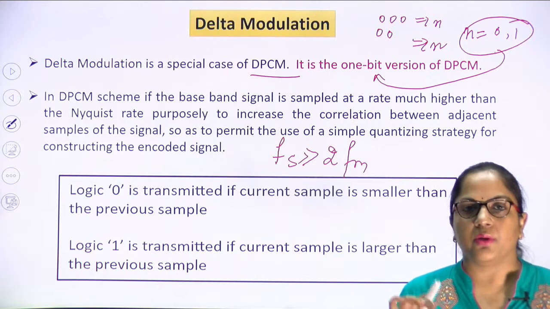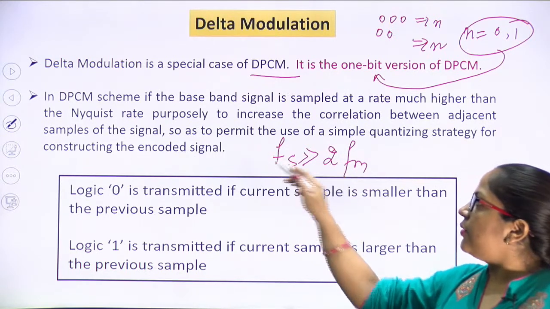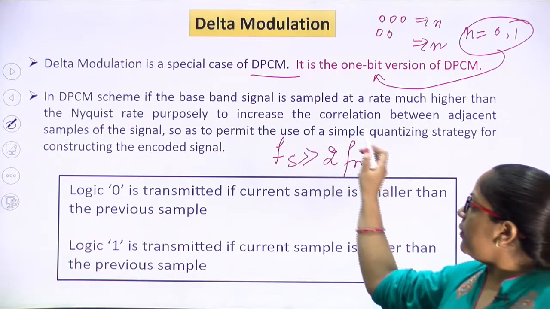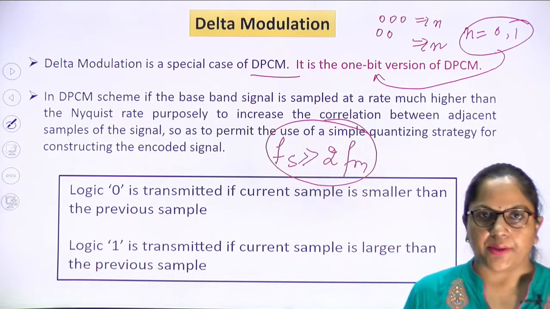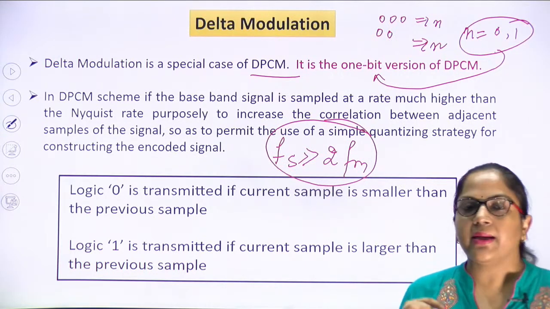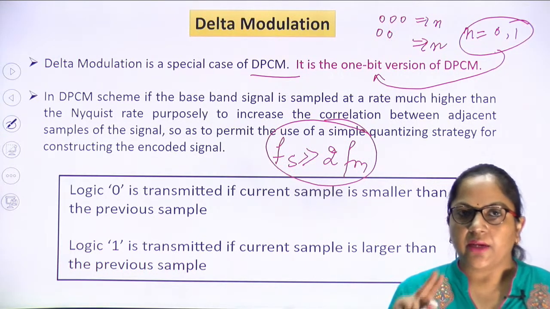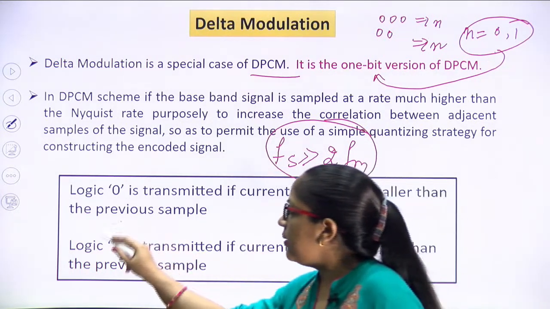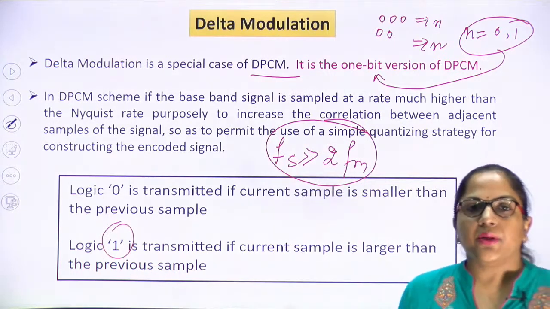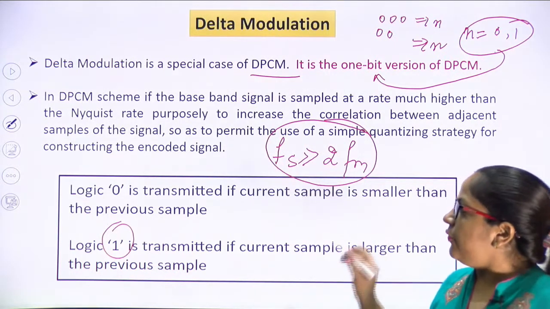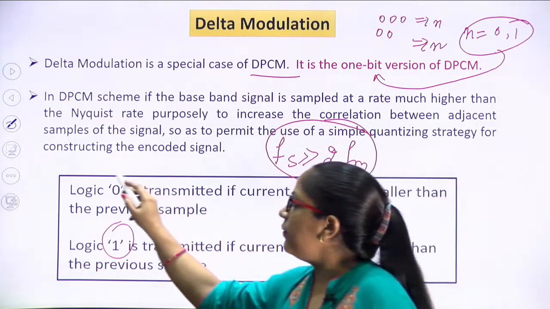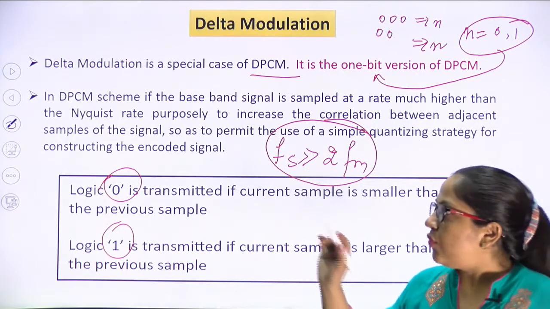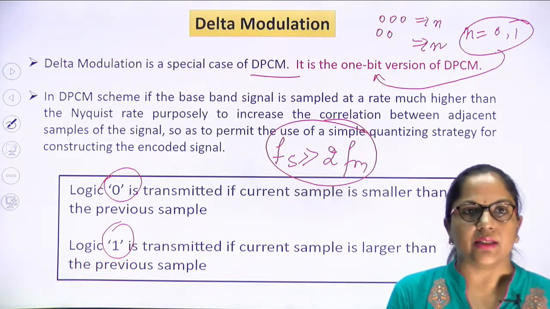It can be performed only with those signals where the correlation between the samples is very high, or we have to perform oversampling. Then what we will do next, we will compare the adjacent samples. If their difference comes out positive, we will assign binary 1 to that sample, and if that difference comes out negative, we will assign binary 0 to that sample. So how do we assign binary in case of delta modulation?